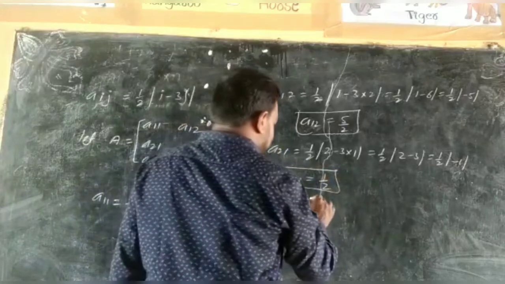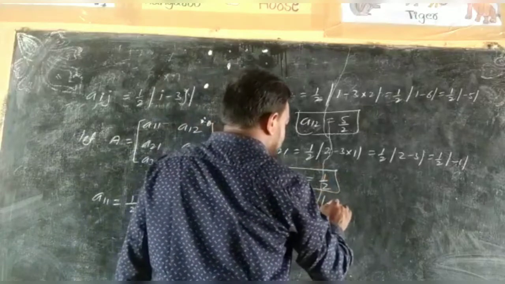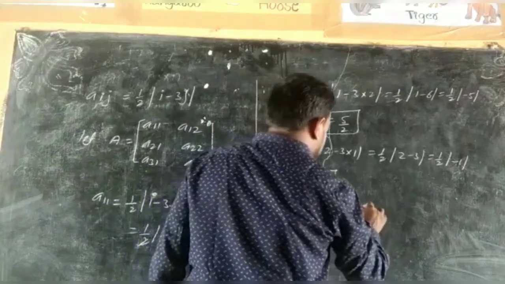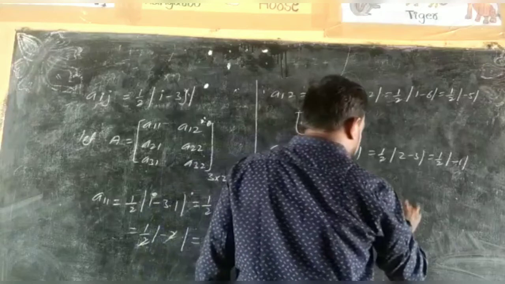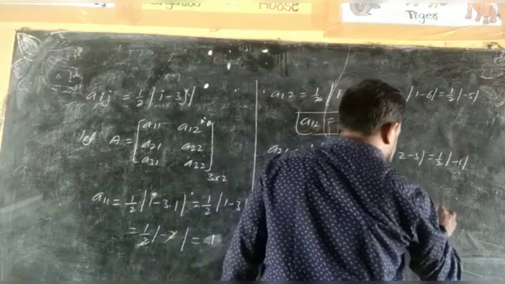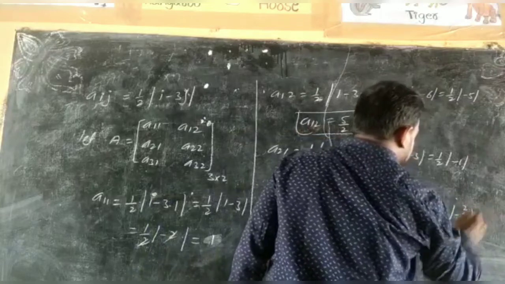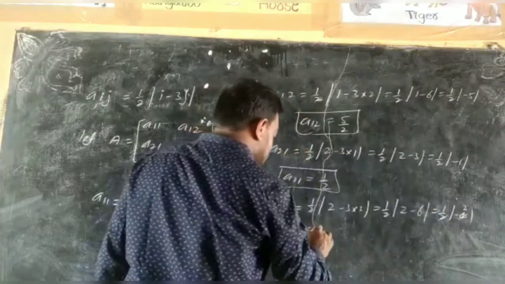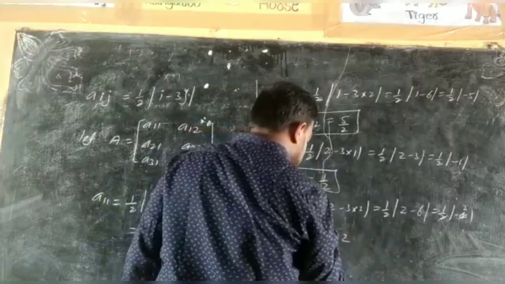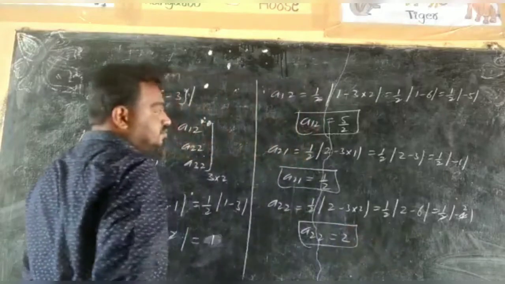Similarly, you find A22. A22 is equal to what? A22 is equal to 1 by 2 into modulus of 2 minus 3 into 2. This is equal to 1 by 2 into modulus of 2 minus 6. This is 1 by 2 into modulus of minus 4. The 2s cancel. Modulus of minus 2 is equal to 2. So A22 is equal to 2.